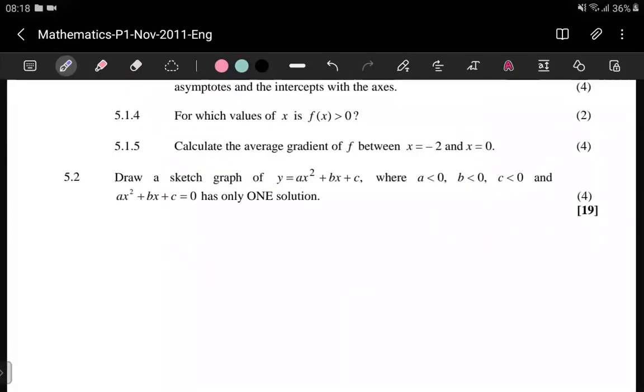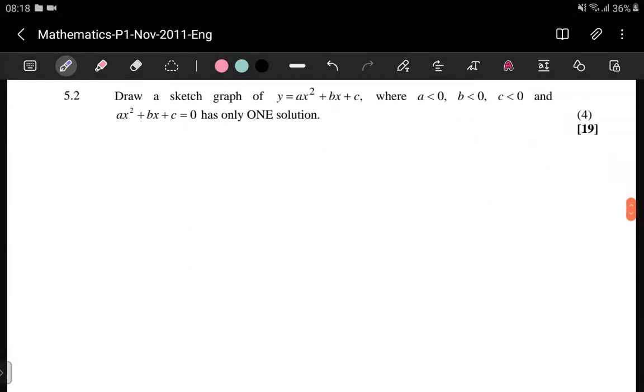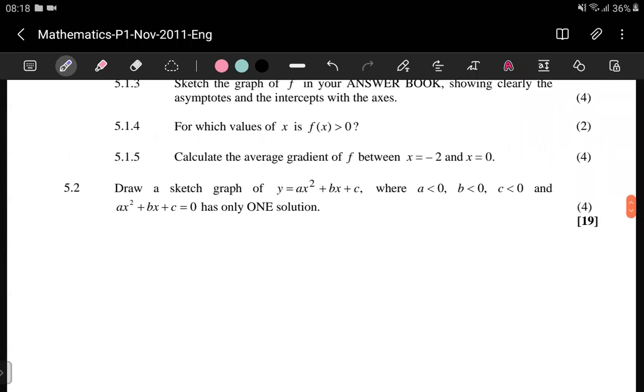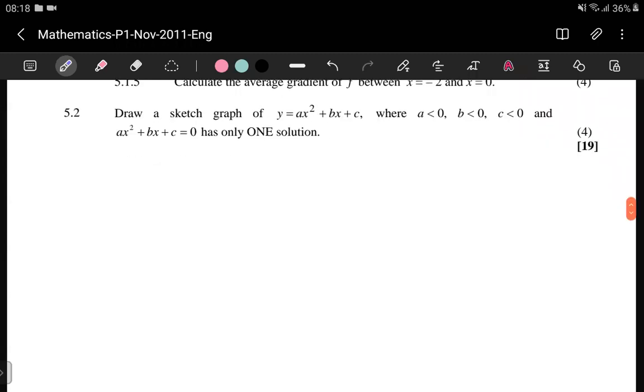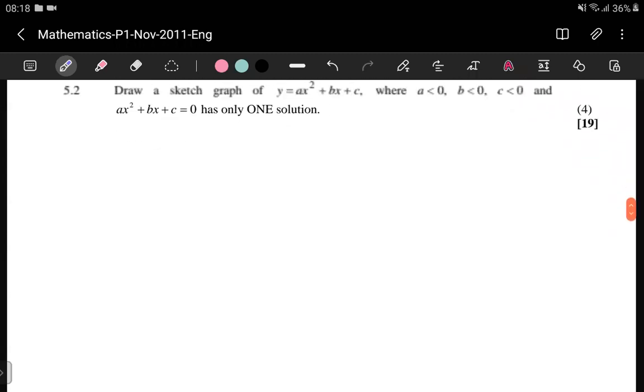This kind of question requires us to have an open mind. But this is the kind of question we don't want to think is difficult, because we just need to know how a parabola behaves based on these values of A, B, and C. So they're saying A, B, and C are all numbers that are smaller than 0. They're all negative numbers, A, B, and C.